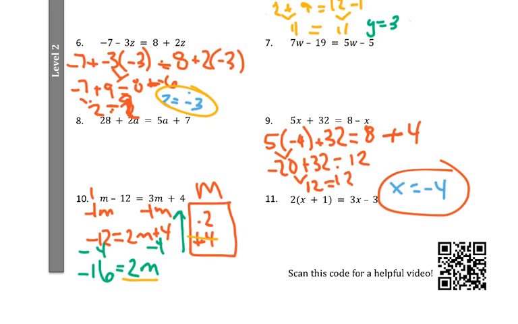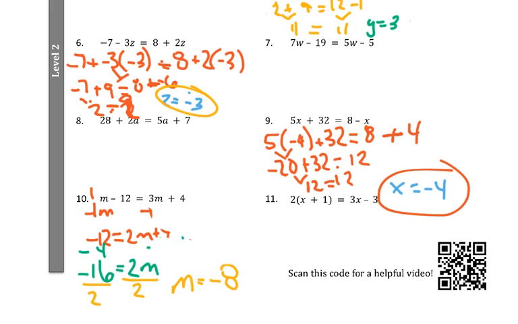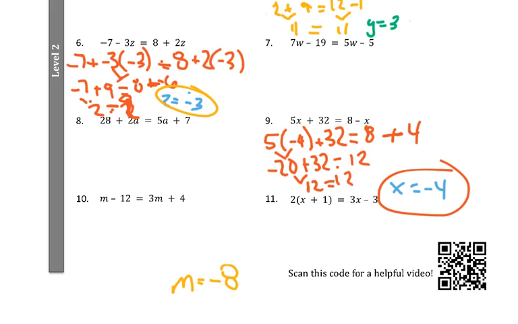Then I want to divide both sides by 2. And m equals negative 8. I'm not going to move on until I check my answer because even I make mistakes, no matter how brilliant and handsome I am. So we're going to go ahead and replace the m's with negative 8. So I'm going to just replace that one. That's really easy. Negative 12 equals 3 times negative 8 plus 4.